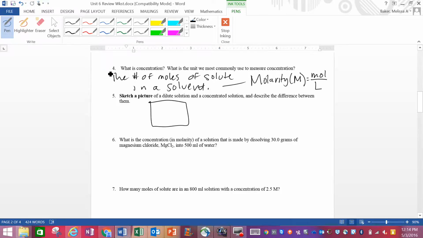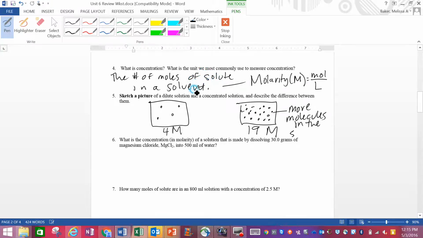So here's a dilute solution. We'll call that a liter. That's 4 moles per liter. And here is a much more concentrated picture. Let's see, 7, 8, 9, 10, 11, 12, 13, 14, 15, 16, 17, 18, 19. We'll say that that's 19 molar of whatever I'm working with here. So this is more molecules in the same volume. That's what more concentrated means. So this one is the dilute one in comparison.